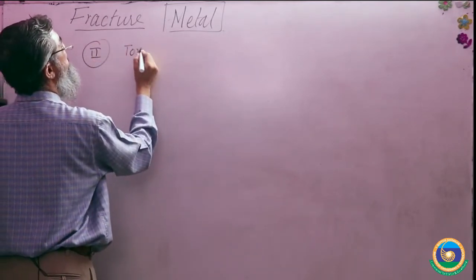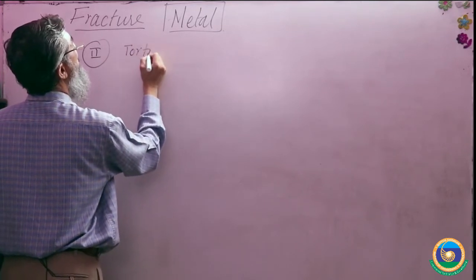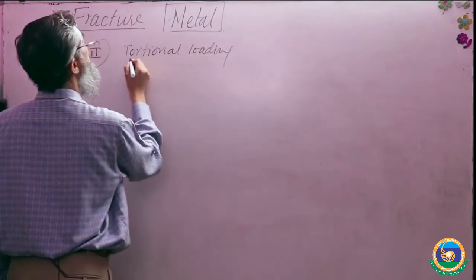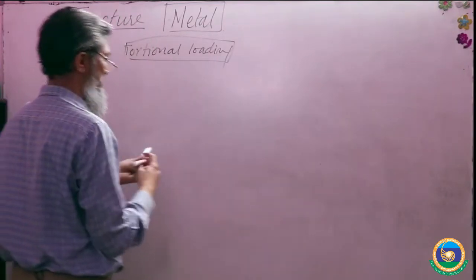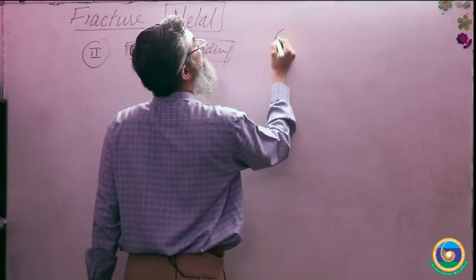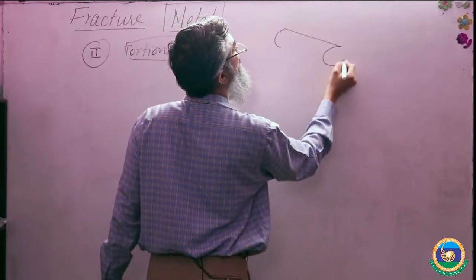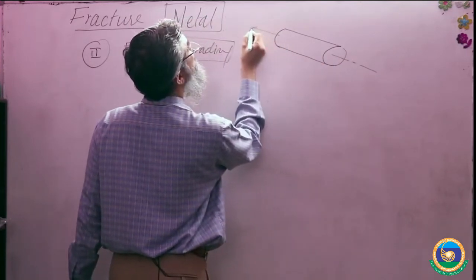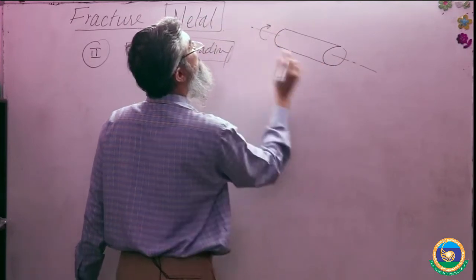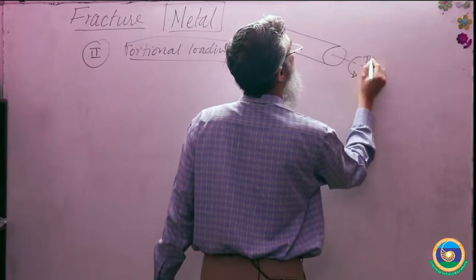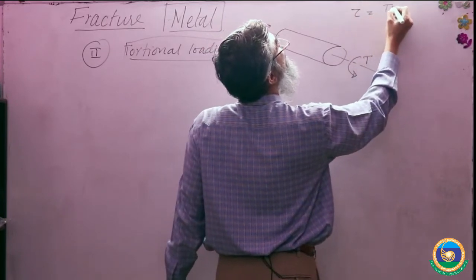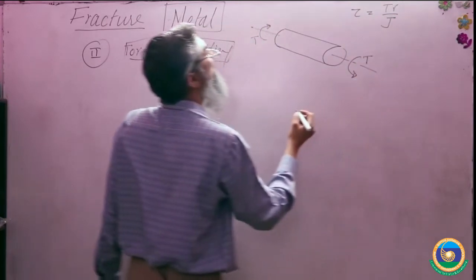Case number 1 was tension, tensile loading, now torsional loading. We all know what torsion and torsional loading means. Suppose this is my round bar and it is subjected to a twist, T, torque. We all know from strength of materials that there will be a shear stress which will equal TR over J, right?